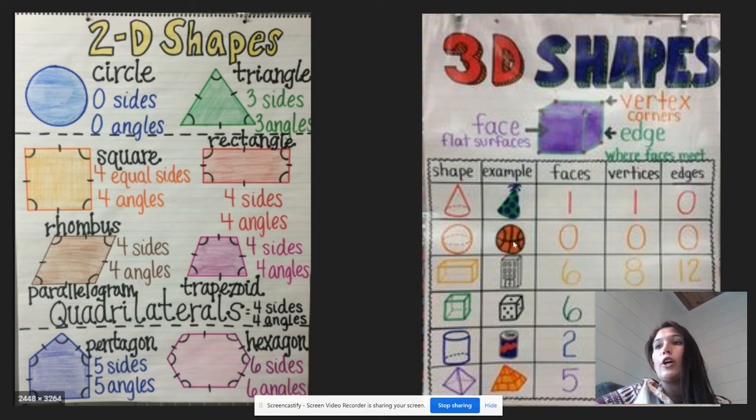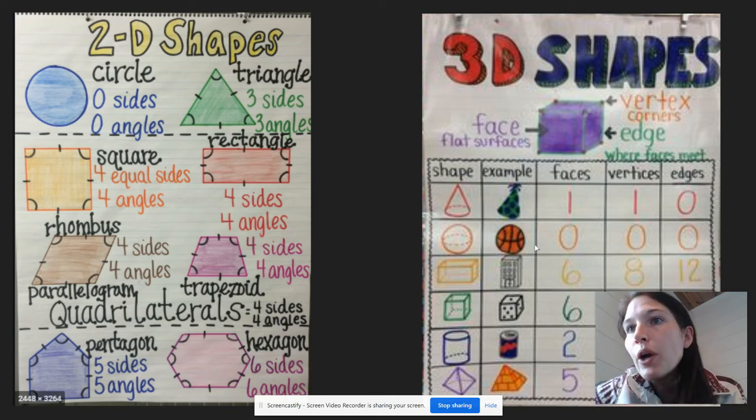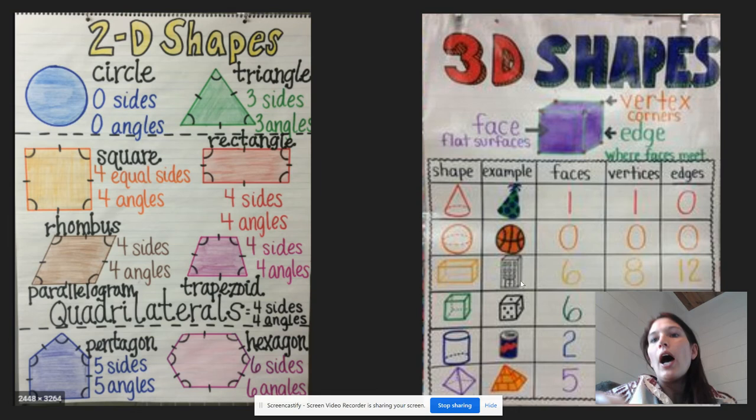Then we have a sphere, all zeros, kind of like a circle. It's the circle version of shapes, only it's 3D. Think about like a basketball. And then we have a rectangular prism. I have no idea what that picture is up there. I always think of a tissue box. Rectangle prism has 6 faces.